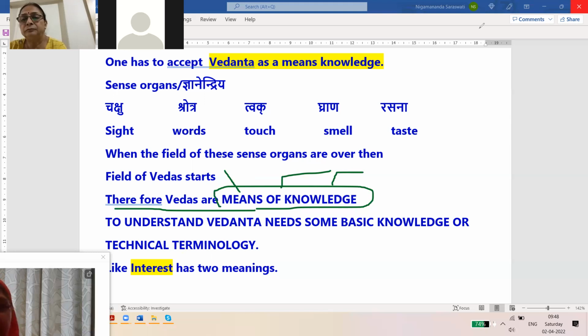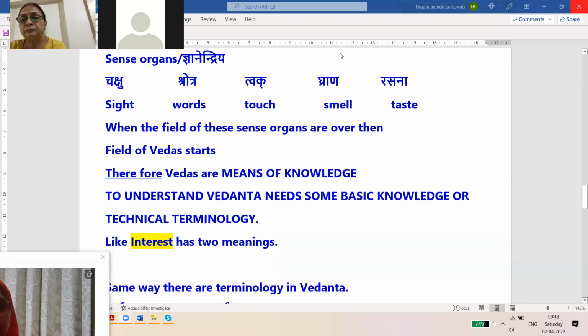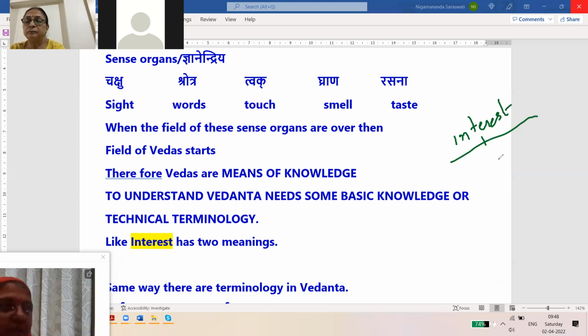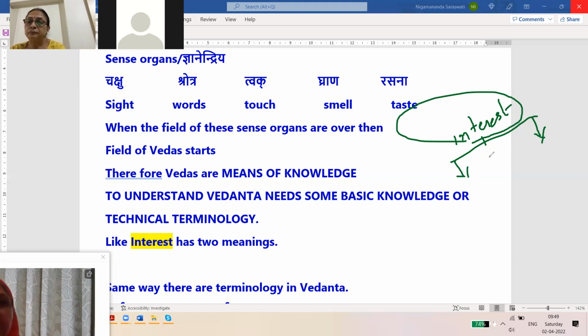Now one more thing. Even if we study some commerce, there are different types of terminology we use. Something I have written here, there is one word, interest. What is the meaning of interest? Somebody asks, are you interested in Vedanta? Are you interested in something? Then the meaning of interest is different. But if somebody goes to the bank and says, give me the interest on this, then it is a totally different meaning. So one word, interest, has different meanings. In the same way in Vedanta, in Veda also, one word has different meanings. So it's called technical terminology.